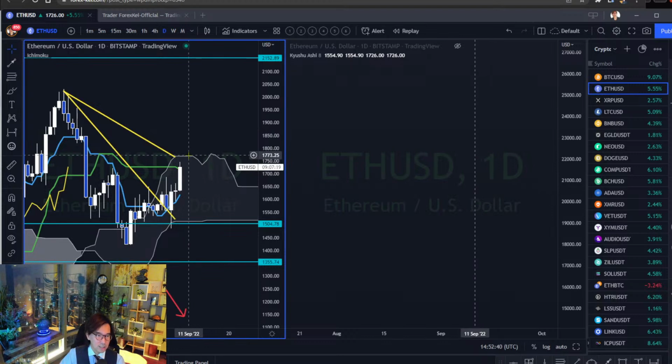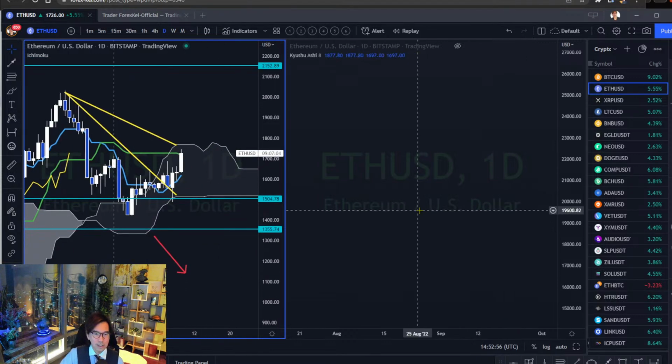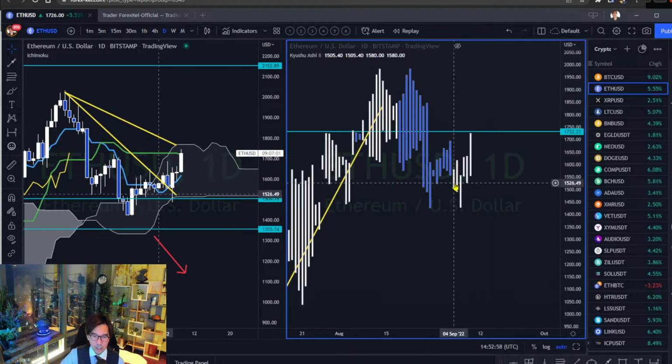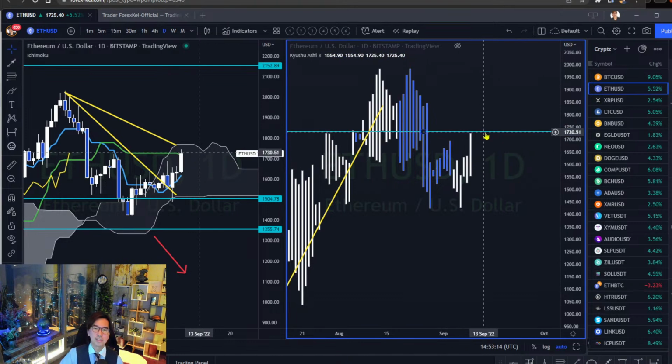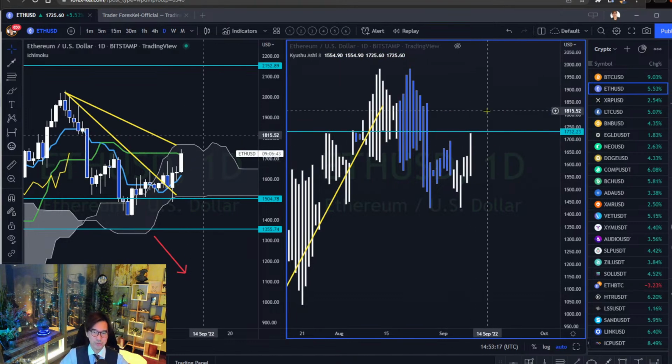Kumo resistance is around 177.78. So if it breaks, I think it goes up to the swing high, 2031.07. And according to Kyushu Ashi here, it turned bullish on the 4th of September. So now it's bullish. Kyushu Ashi also shows a W bottom here, with a neckline breakout. So this is now turning bullish.